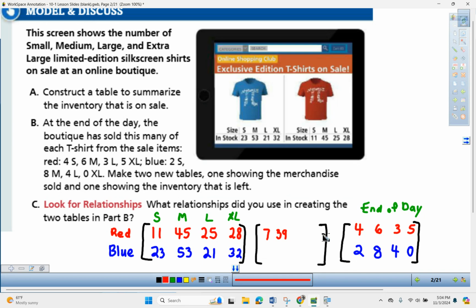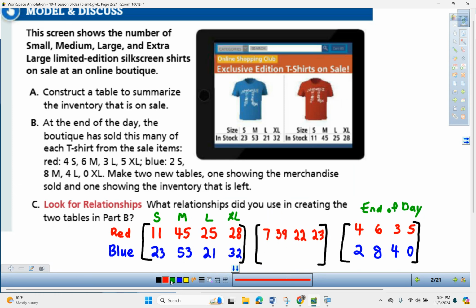So 25, and we have 3 left, so that was 22. 22, because 22 and 3 still makes 25. Okay, and then 28, or I can even do it like this: 28 minus 5 means there were 23 that were sold, right? And so that's how many were sold.